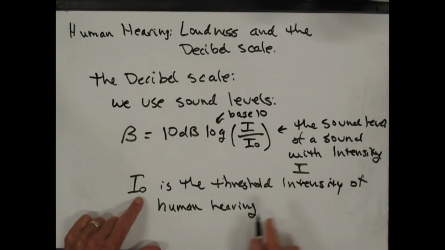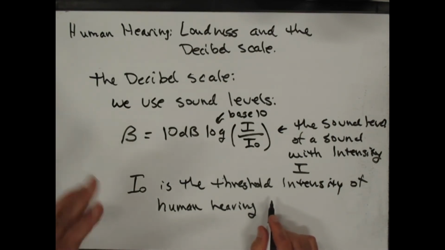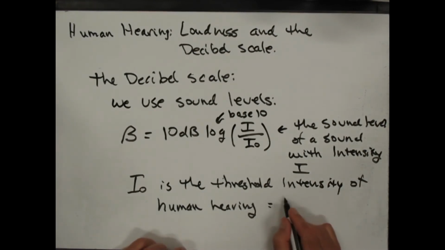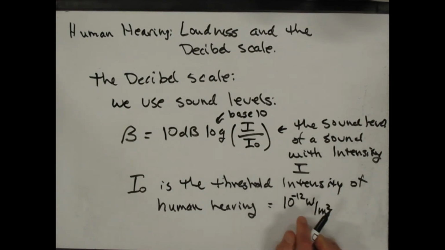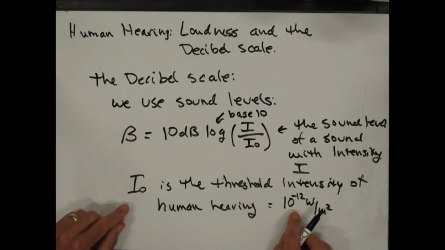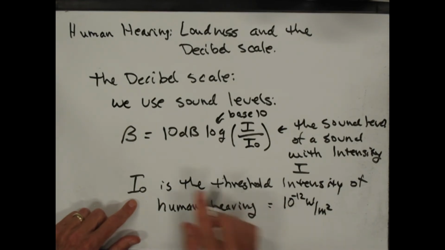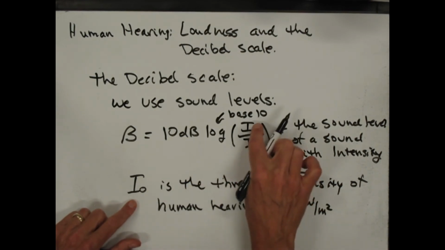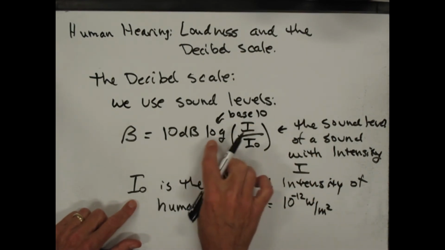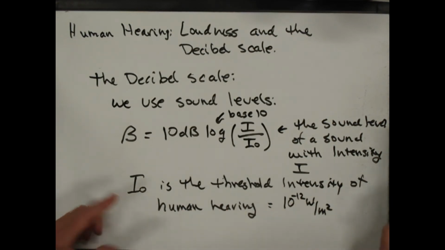I0 is the threshold intensity of human hearing. It's the lowest intensity your ear will detect, and it's given to be 10 to the minus 12th watts per square meter. That's a trillionth of a watt spread out over a square meter. So you can imagine how sensitive the ear is, that it can detect something with that small an intensity, right? The intensity that you're asking about goes in here, and then the rest of this stuff is just math, right? And so we can do a few of these things.